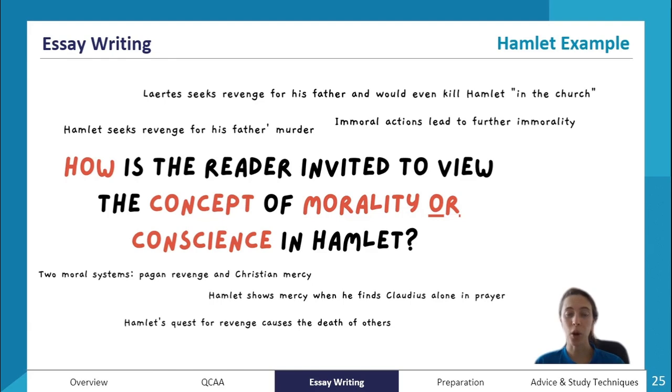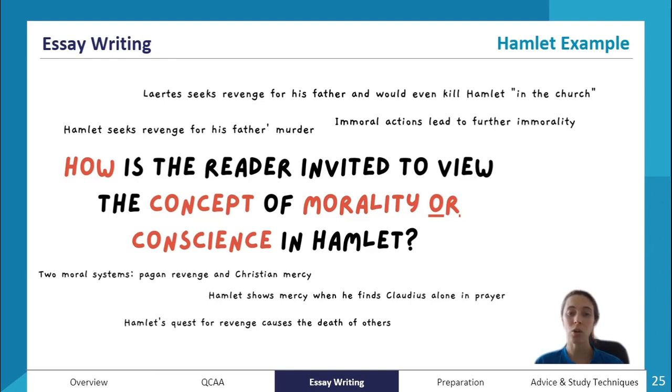Okay, so once we've broken apart the prompt with some highlighting or underlining or circling, you can then come up with all of those ideas that come to mind when it comes to that particular prompt. Here we've got Hamlet seeks revenge for his father's murder. Immoral actions lead to further immorality. Two moral systems in that time, pagan revenge and Christian mercy. Hamlet's quest for revenge causes the death of others.